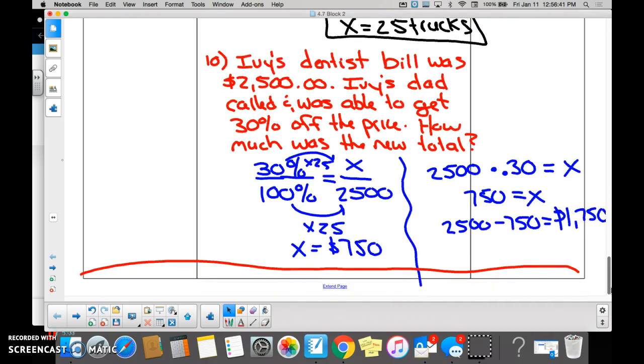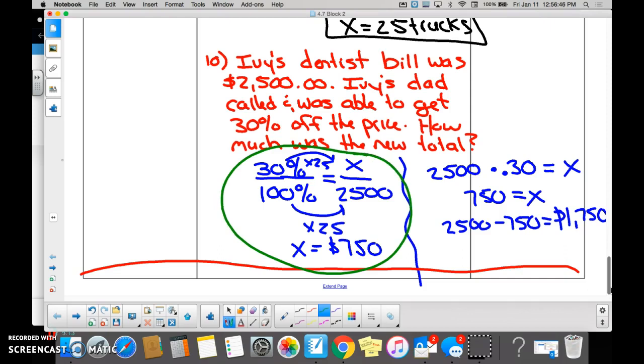So Josh showed us how to do it this way using proportions. He just forgot to subtract because we're talking about a decrease here, right? And Bergen told us how to do it this way. How much was my bill for Ivy's dentist? How much discount did I get? 30%. So I'm calculating 30% of 2,500. What does of mean? Multiply. So once I found 30% of 2,500, I had to subtract. Questions?